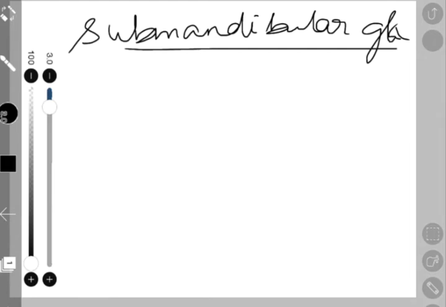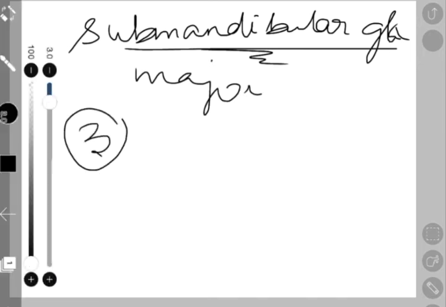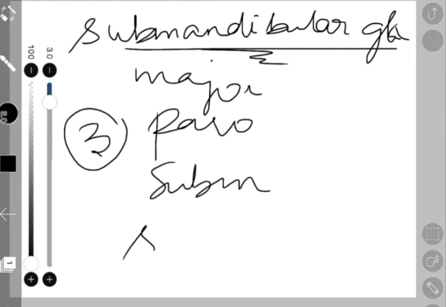Hello everyone. Today I'll discuss the anatomy of the submandibular salivary gland. It is a major salivary gland. There are actually three pairs of major salivary glands: the parotid gland, the submandibular gland and the sublingual gland.